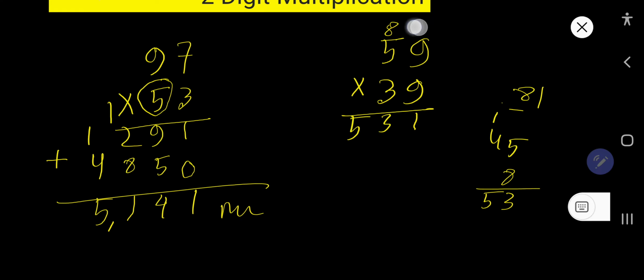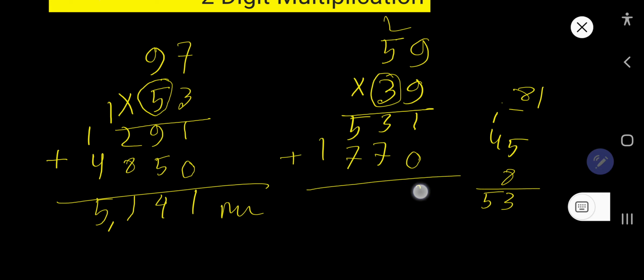So we are done with 9 and we need to multiply this two-digit number by this 3. 3 is in the tens column, so the ones column will have 0. 3 times 9, 27, write 7, carry 2. 3 times 5, 15, plus 2, 17. Now add this to the partial product. 7 plus 3, 10, write 0, carry 1. 7 plus 5, 12, 12 plus 1, 13, write 3, carry 1, 1, 1, 2. So this is the answer. Now you know how to multiply two-digit by two-digit numbers.